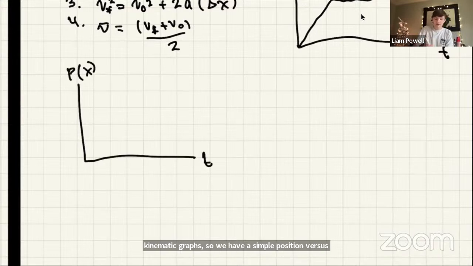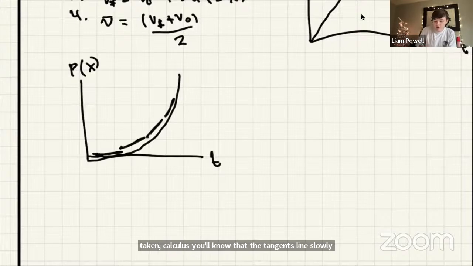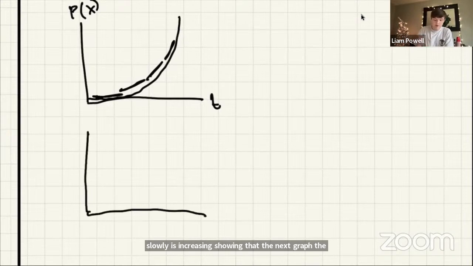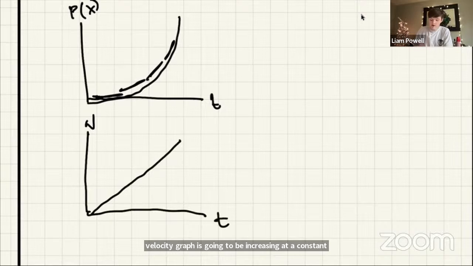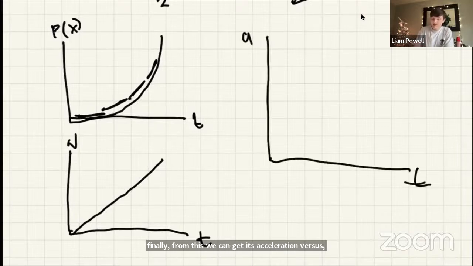Let's say that we have something that is increasing, so its speed is continually changing. If you have taken calculus, you'll know that the tangent line slope is increasing, showing that the next graph, the velocity versus time graph, is going to be increasing at a constant rate. And then finally, from this, we can get its acceleration versus time graph. And this is just going to be a positive constant.